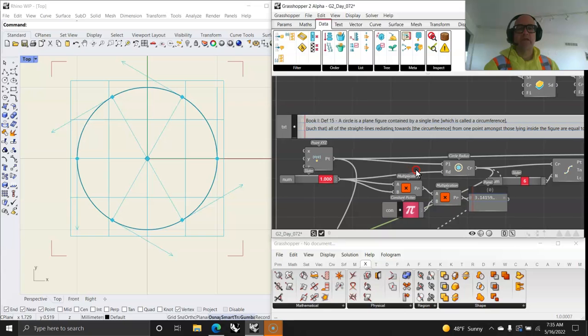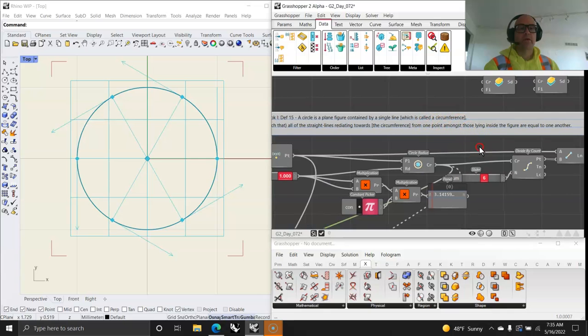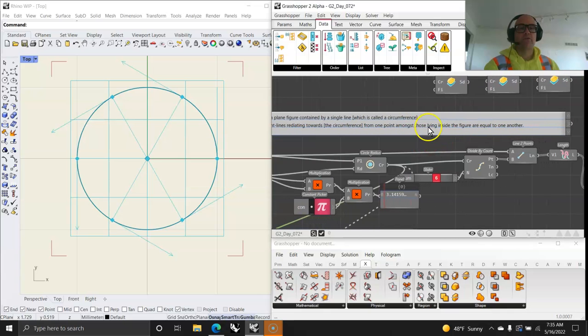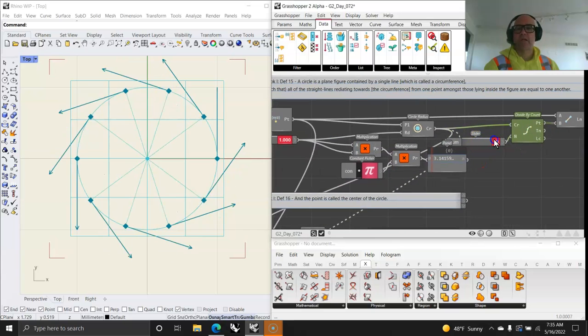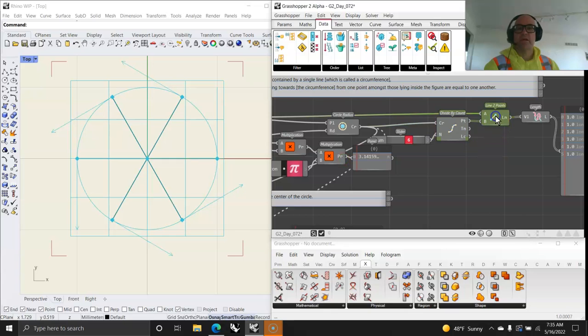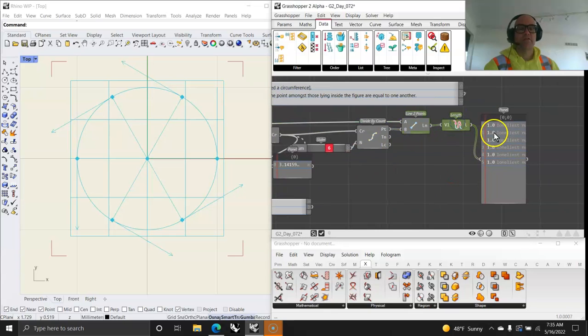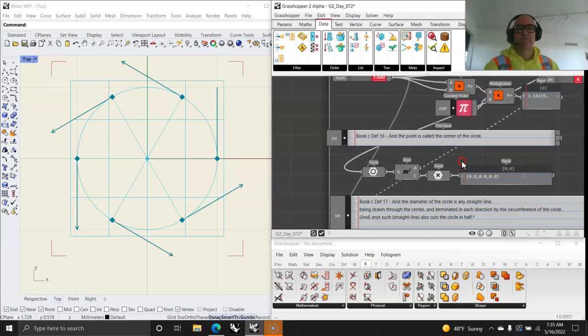And what was the second part of that? Such that all straight lines radiating towards the circumference from one point amongst those lying inside the figure are equal to one another. So then I just took the circle and divided it into as many counts as I want. And in doing so, I produced these lines that act as radii. Of course, that's about it. And those lines can be looked at, and you can see that the lengths are all exactly the same as 1. So basically, it's just a definition of a circle.